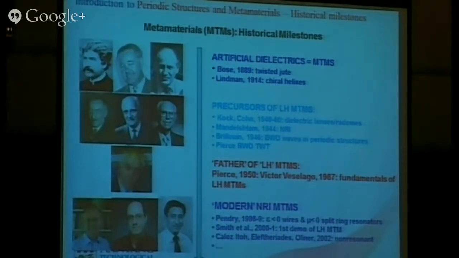J.C. Bose contributed artificial dielectrics to study the two structures. And then the chiral media, all that came in 1940, but nothing really made an impact from the commercial aspect, or from a realization point of view. In the 40s and 50s, Cohen and Koch started the periodic structures and dielectric lenses, but all still with the effective medium concept, with nothing on negative index.